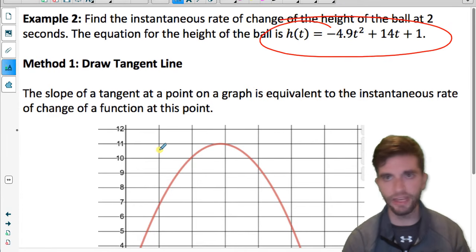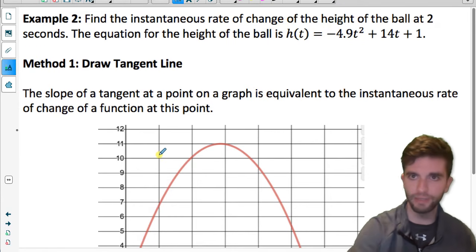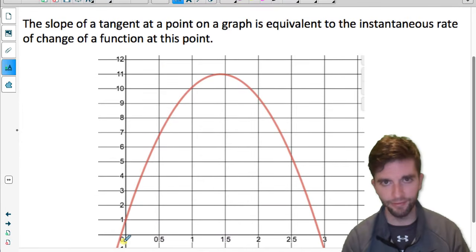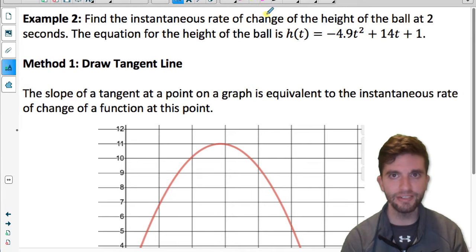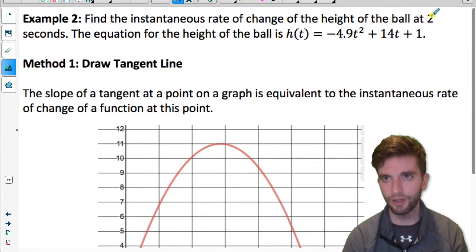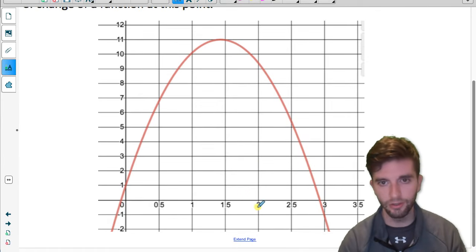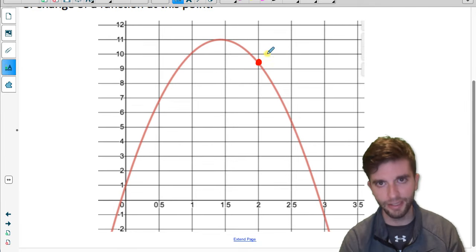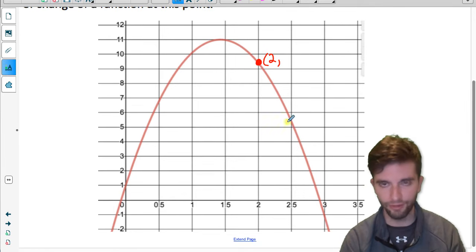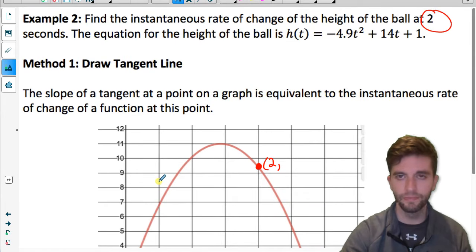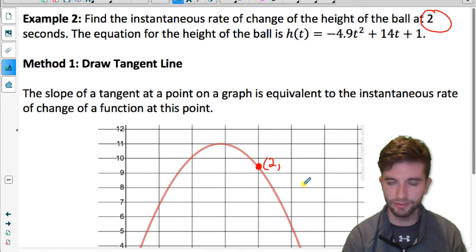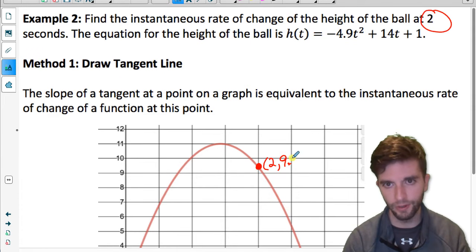So we're working with this same height function. It's the height of the ball with respect to time. Here's the graph of that function right here. Example 2 says, find the instantaneous rate of change of the height of the ball at 2 seconds. So at 2 seconds, where is the ball? At 2 seconds, the ball's height is right here. I could calculate the height, the y value of this function, or in this case the h value, by plugging 2 into the equation. And if I plugged 2 into this equation, I would get 9.4.